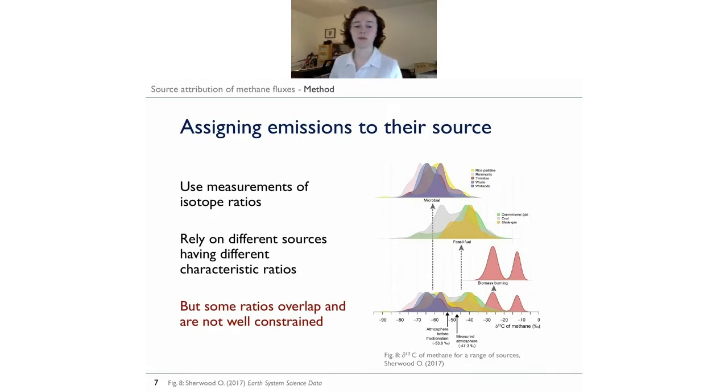So another method for attributing methane emissions to their source is to use measurements of the isotope ratio within these emissions. Different sources of methane have different ratios of heavy and light isotopes. But again, there were problems with this, as these characteristic ratios can overlap and are not very well understood. As this plot shows, this is a plot of the characteristic isotope ratio for a range of different sources, and you can see the distributions overlap. So if you use an incorrect ratio, you can often wrongly assign these emissions to their source.